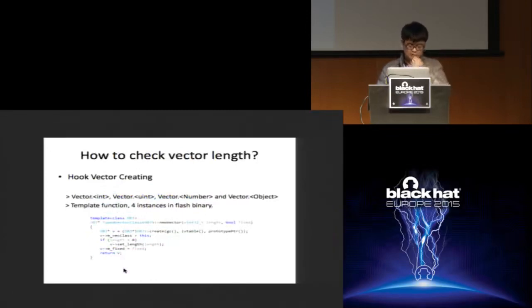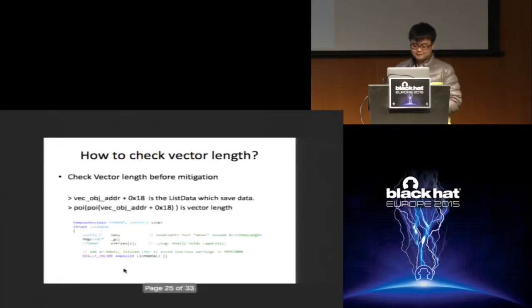So how do we check the vector object length? I hooked the vector creating. There is a template function named new vector in the AVM Plus project, which creates kinds of vector objects, because there are 4 types of vector objects in AVM2. So there are 4 instances in the Flash binary. After hooking the vector creating, you can get the vector object address. So you can use this formula to get the vector length easily.